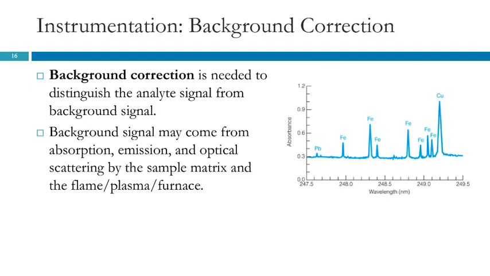So we need background correction to distinguish our analyte signal from the background signal. That background signal can come from many different sources. We can get absorption, emission, and or optical scattering that can cause that background. Any one of those can come from either the sample matrix or from the heat source itself. The flame, the plasma, or the furnace can give us emission, it can absorb, we can get optical scattering of the light, and all of that will introduce this noise, this background signal. Any questions?